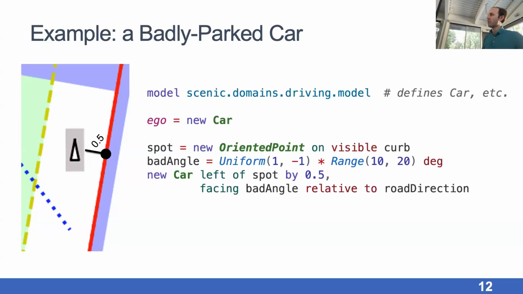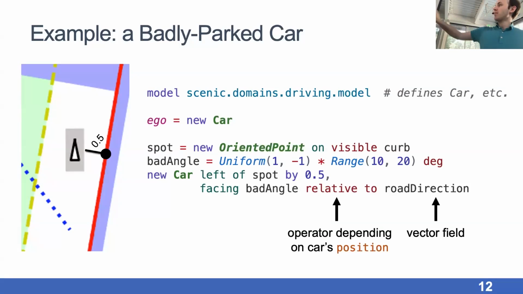And for the angle, I'm going to use the facing specifier. I'm saying facing this bad angle, again, not in the global coordinate system, but here I want that relative to the direction of the road at that point. For that, I'm using this road direction object, which is an instance of another primitive Scenic data type called the vector field, which provides at every point in space a direction. So the driving library defines road direction to give you at every point on the road what is kind of the nominal traffic direction to drive. Of course, in an intersection, we have to pick something arbitrary. We have more sophisticated APIs if you want to know, like at a point in the intersection, what are all the different directions you could drive.